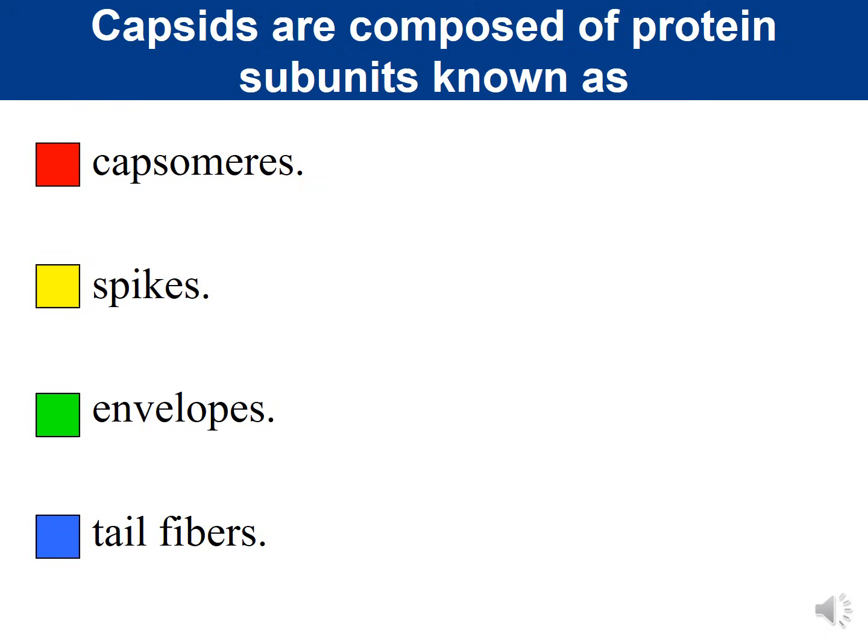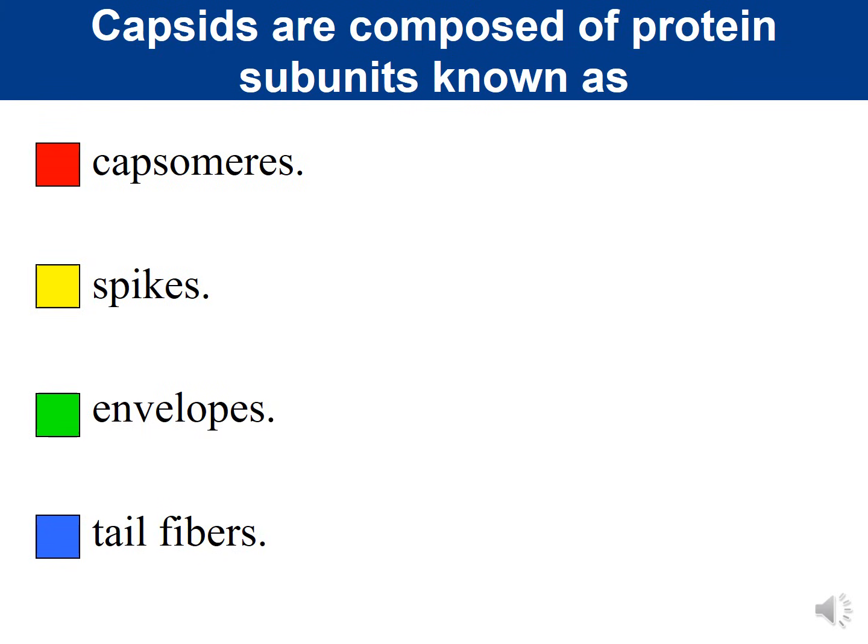So, question for you. Capsids are composed of protein subunits known as, is it red, capsomeres, yellow, spikes, green, envelopes, or blue, tail fibers? So pause, and when you're ready, go ahead and push play again, and you can get the answer.